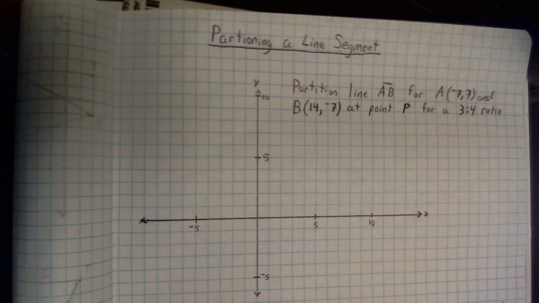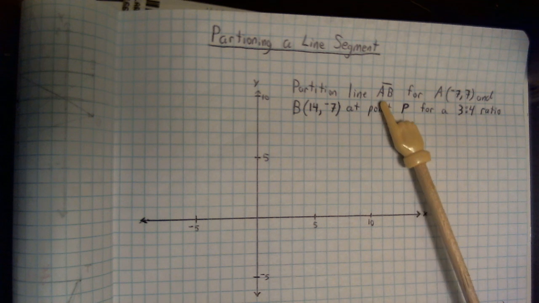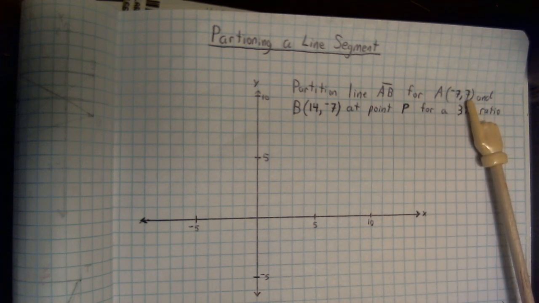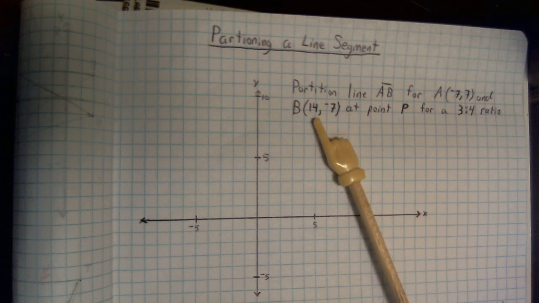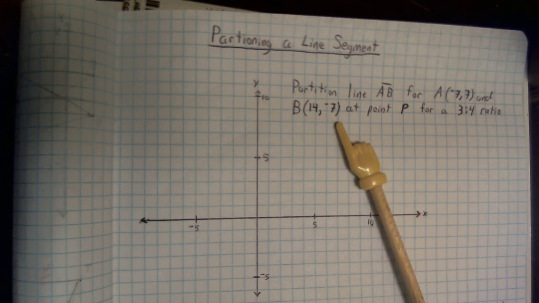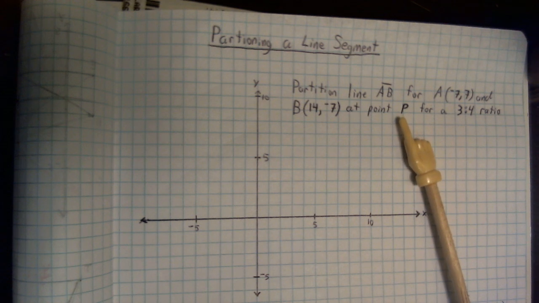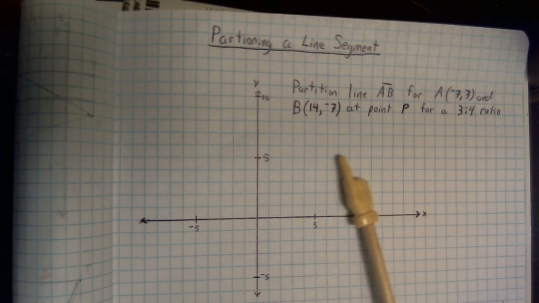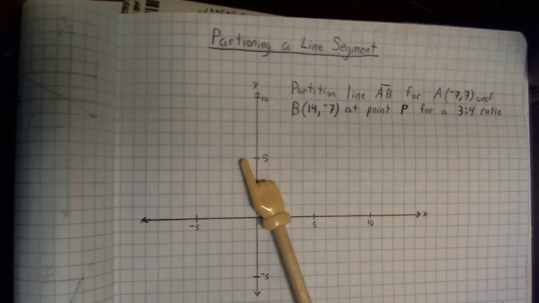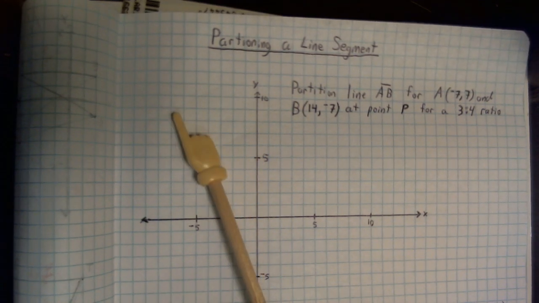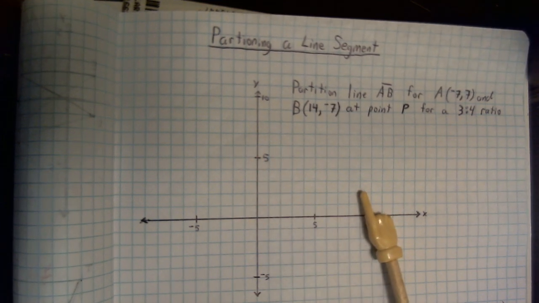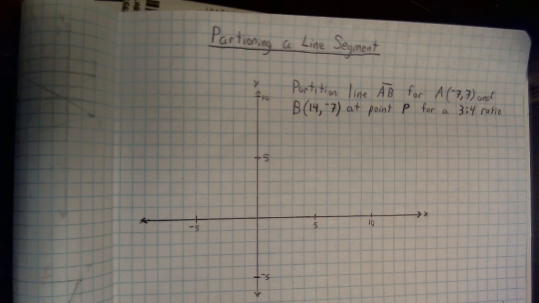So, this particular example tells us that we're going to be partitioning line segment AB, where A is at -7, 7, and B is located at 14, -7. And we want to place point P so that we're breaking the line up into a ratio of 3 to 4, meaning that whatever distance is on this side, if we were to consider it to be 3 units compared to 4 units on the other side. Okay, that's what partitioning means.